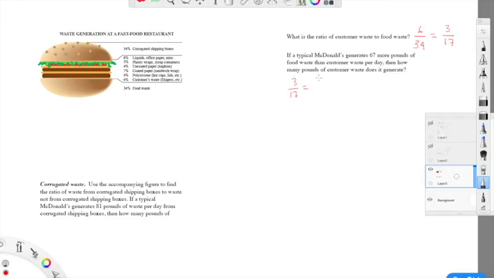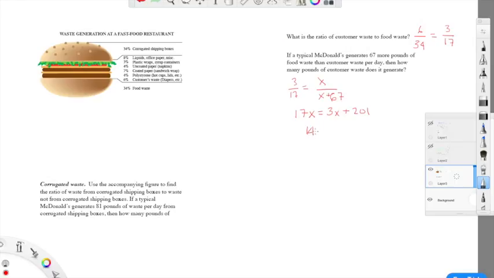Well, our ratio is 3 over 17. And we'll start with X for customer waste, and then X plus 67 on the bottom for food waste. 67 more pounds of food waste than customer waste. And so we'll cross multiply and divide. We get 17X is equal to 3X plus 67 times 3 is 180 plus 21, or 201.